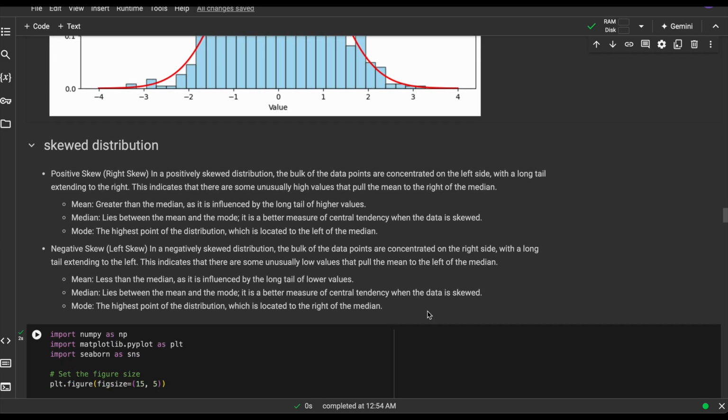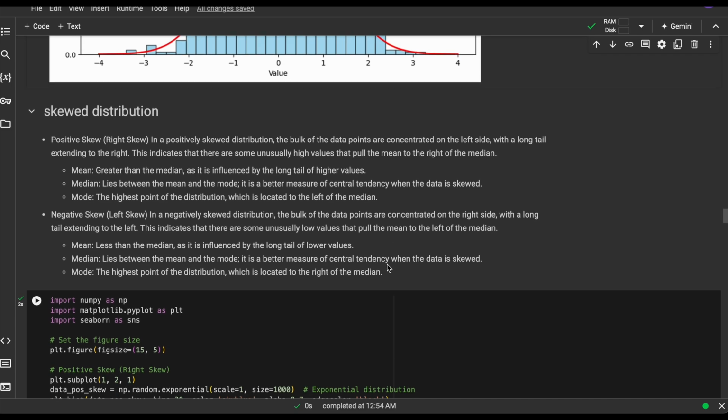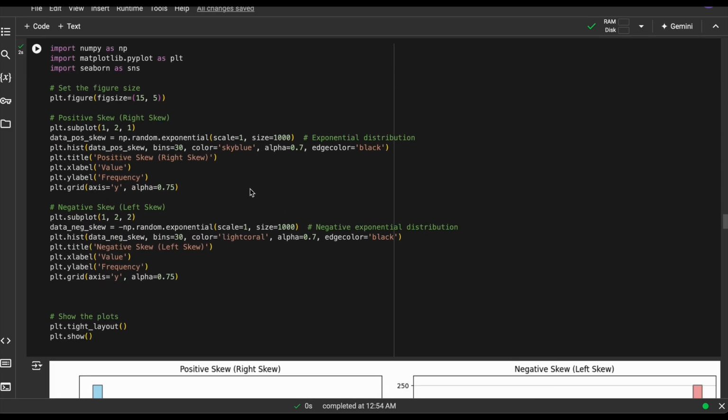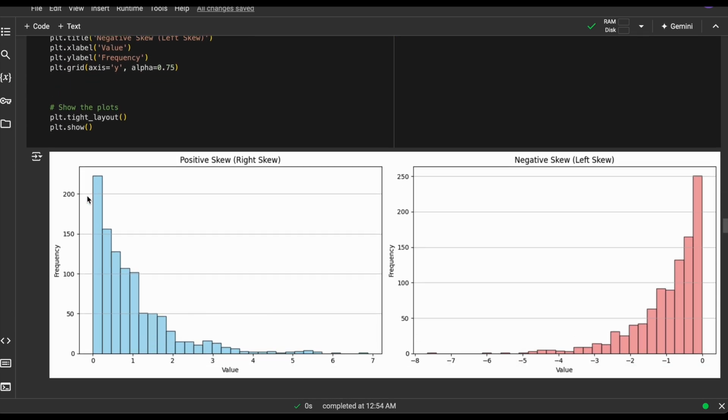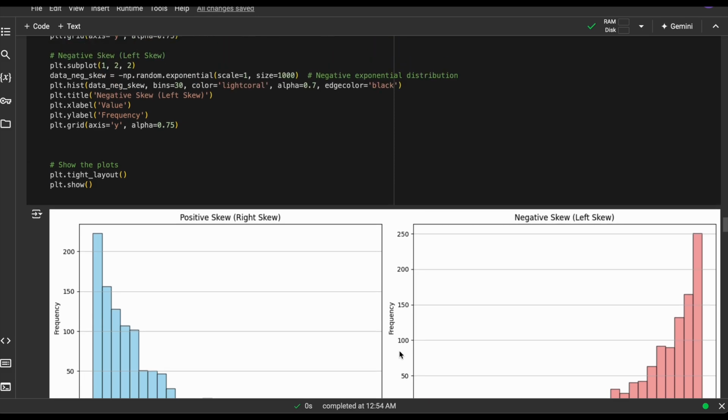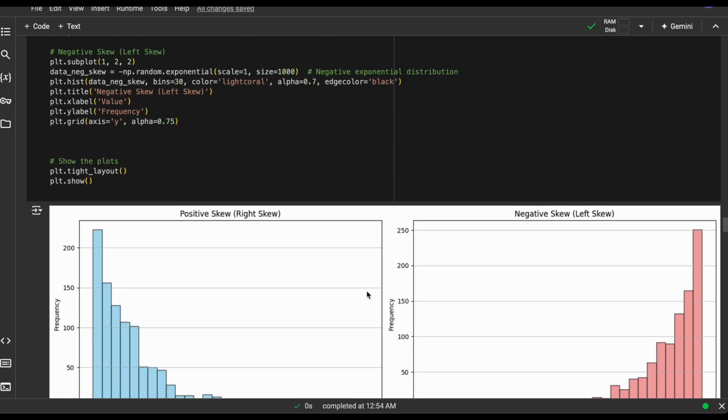Next we discuss skewed distributions. There are two types of skew: positive skew, which is right skewed, and negative skew, which means left skewed. In a positive skew distribution, the bulk of the data points are concentrated on the left side with a long tail extending to the right. This is positive skewed.